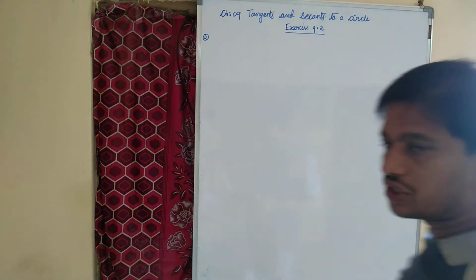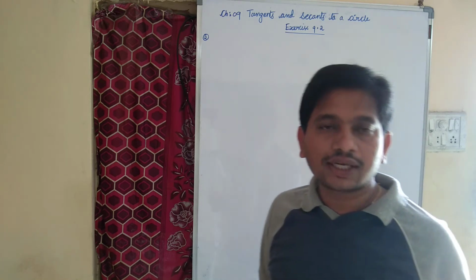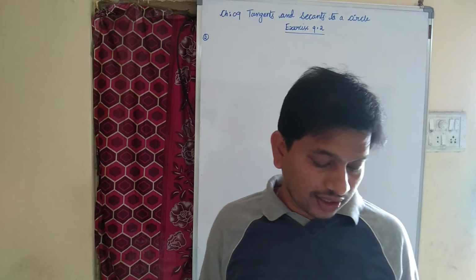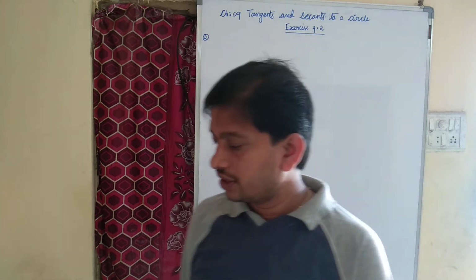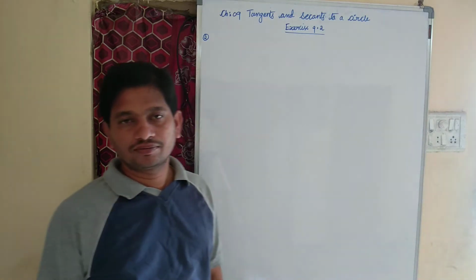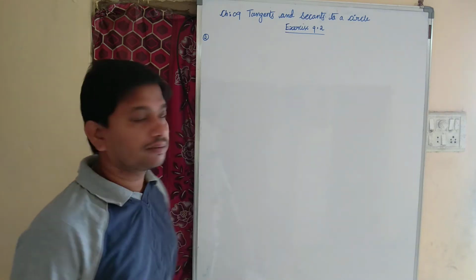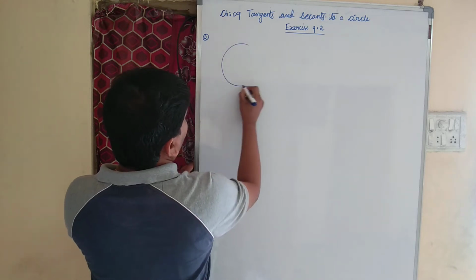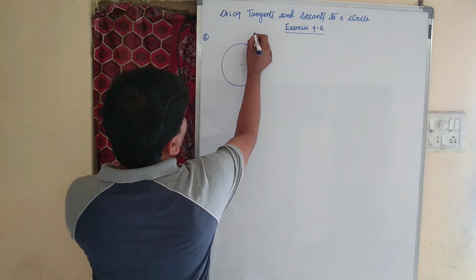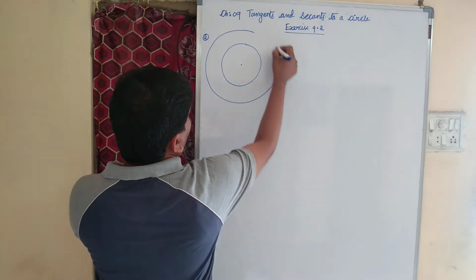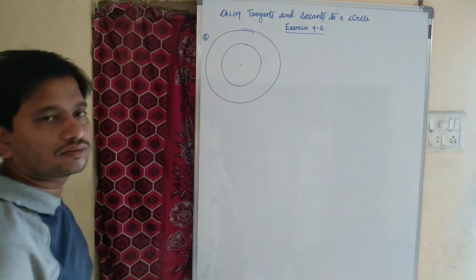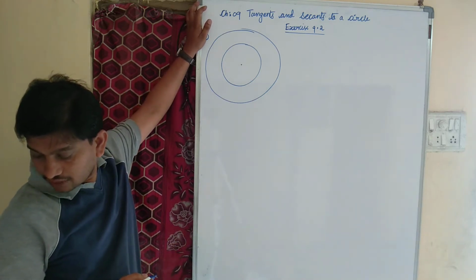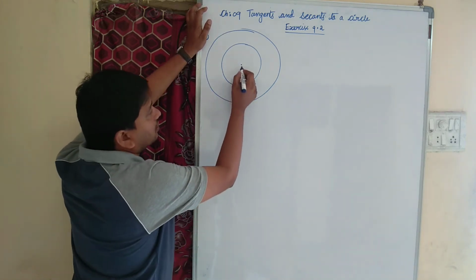Now coming to question number 2. Two concentric circles of radii 5 cm and 3 cm are drawn. Find the length of the chord of the larger circle which touches the smaller circle. You know what we mean by concentric circles? Circles with the same center but different radii. Two concentric circles of radii 5 centimeter and 3 centimeter.